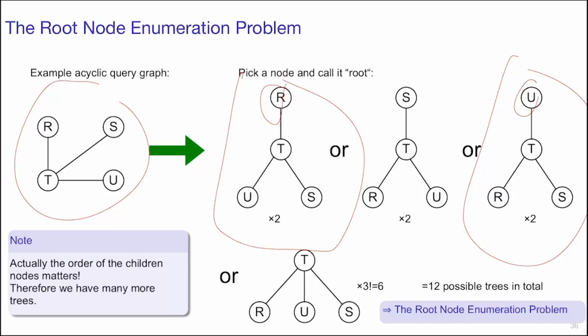There's also the option that the order of the children nodes may matter. Here I depicted it as U on the left and S on the right. As in standard query optimization, that may make a difference in physical planning. So it might be that having S on the left and U on the right is better.